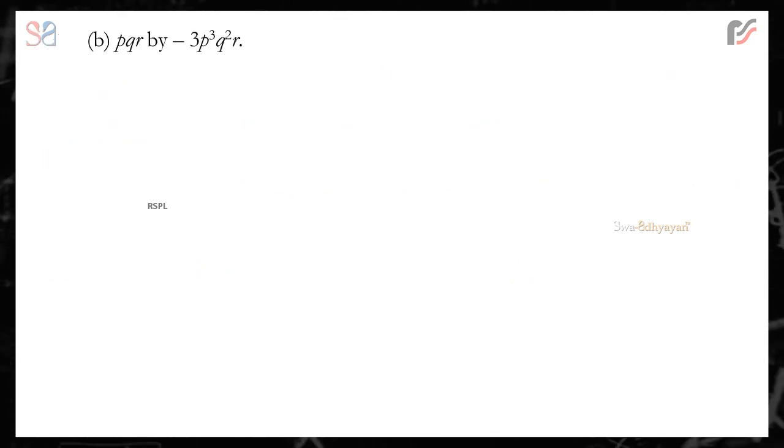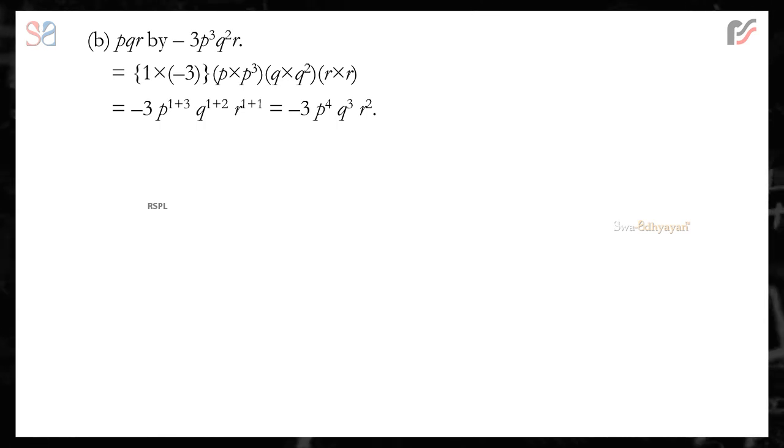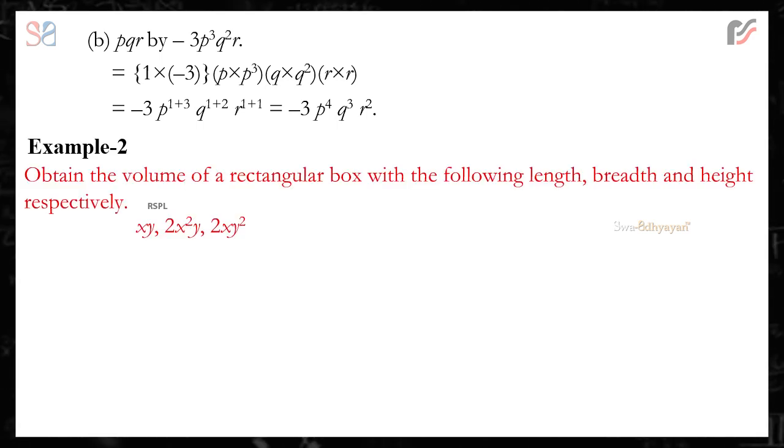b, pqr into (minus 3p cube q square r), which is equal to 1 into (minus 3) into (p into p cube) (q into q square) (r into r), which is equal to minus 3 p raised to the power 1 plus 3, q raised to the power 1 plus 2, and r raised to the power 1 plus 1, which is equal to minus 3 p raised to the power 4 q cube r square.